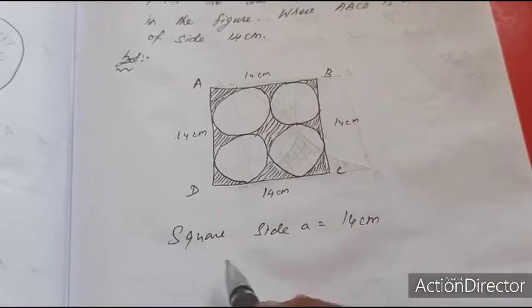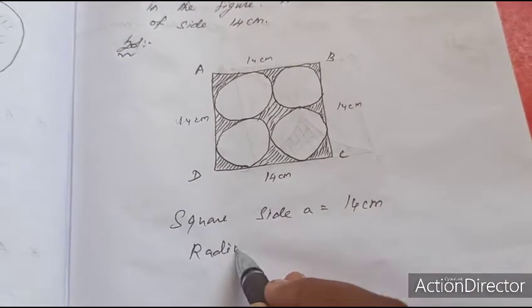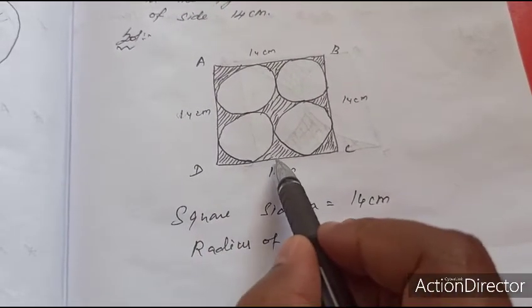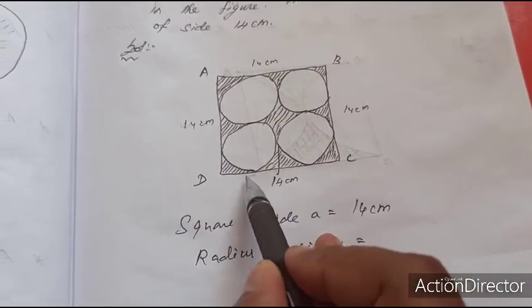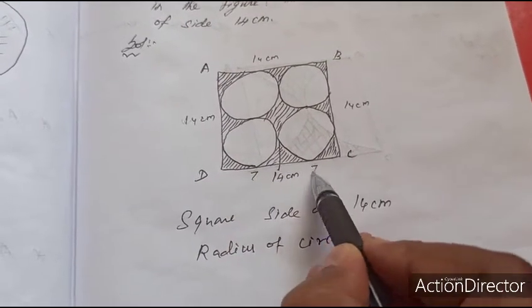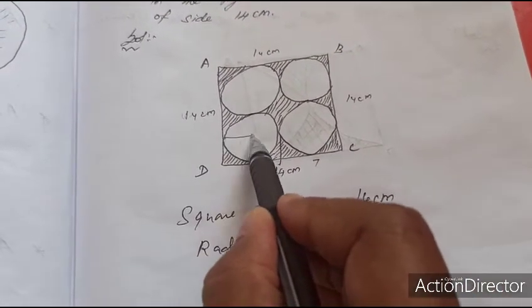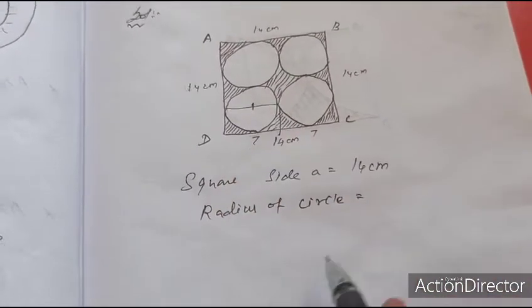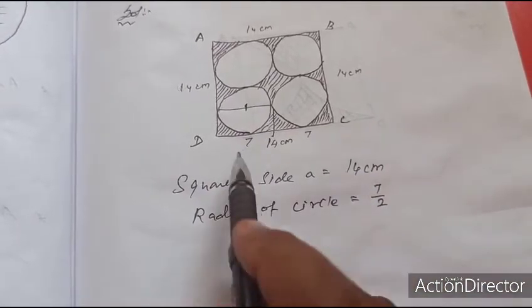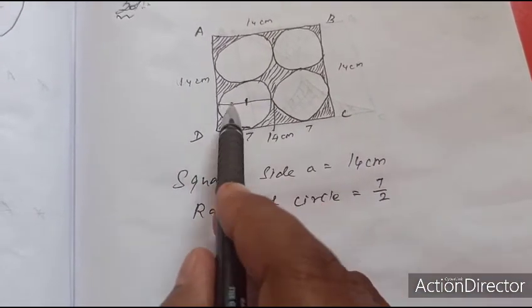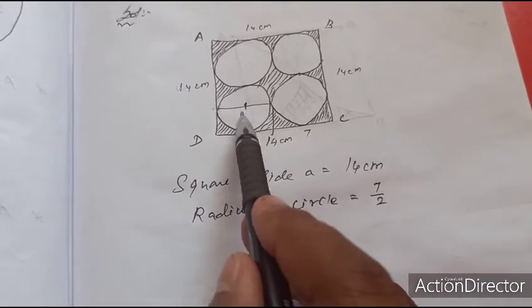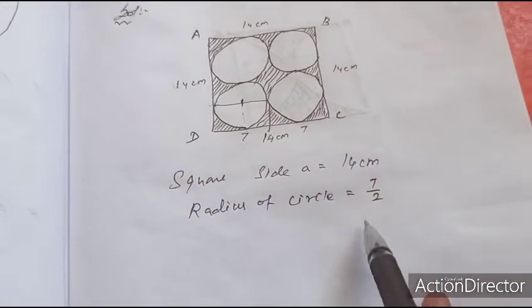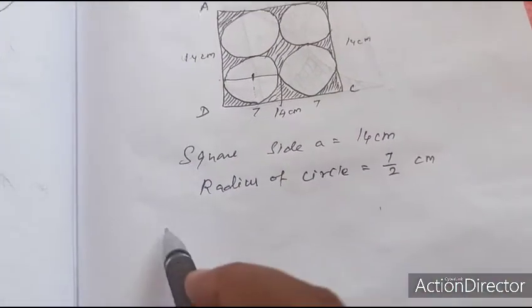Next, radius of the circle. The diameter is 7. Therefore, radius equals d by 2, diameter by 2, which is 7 by 2 centimeter.